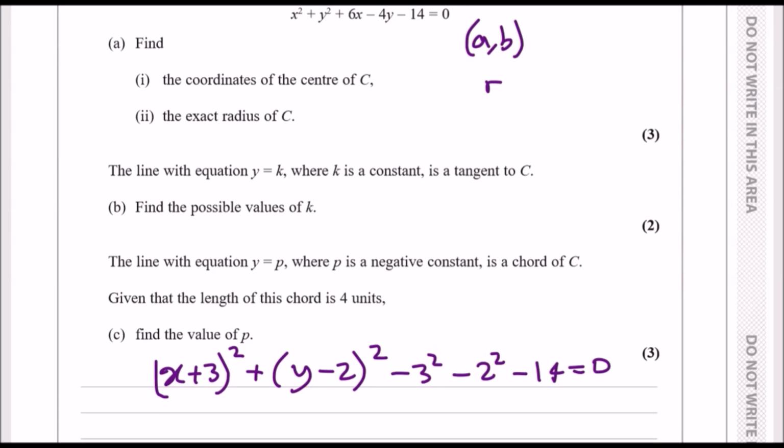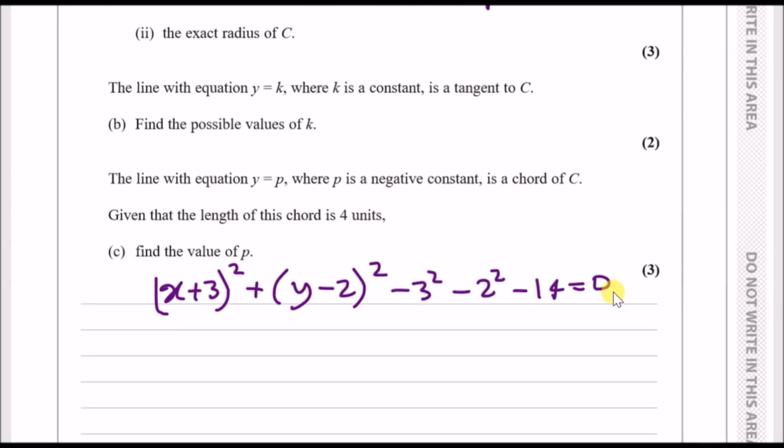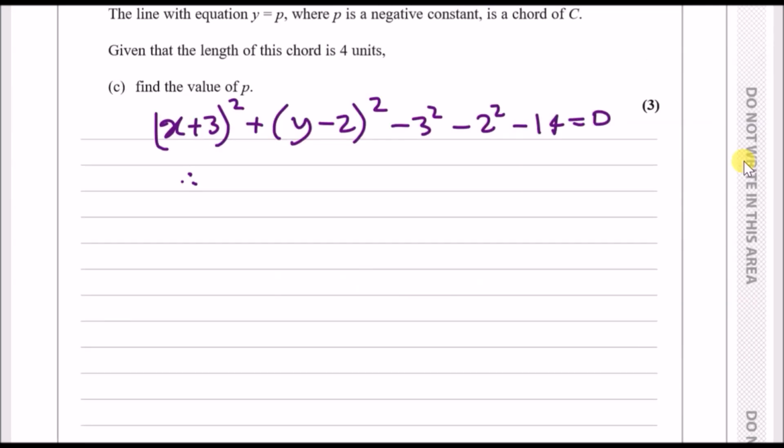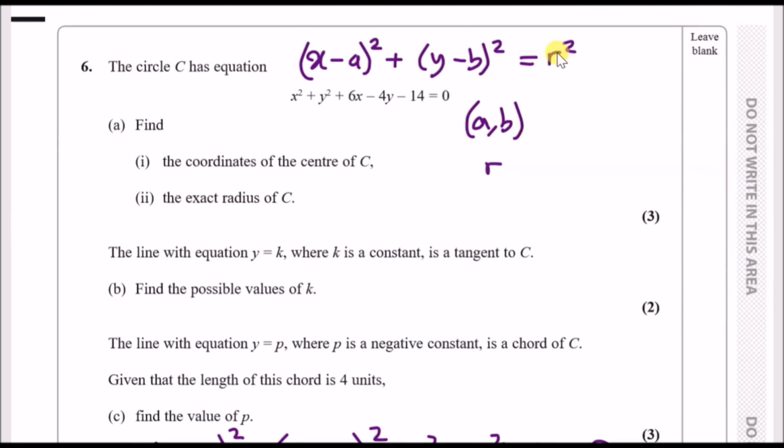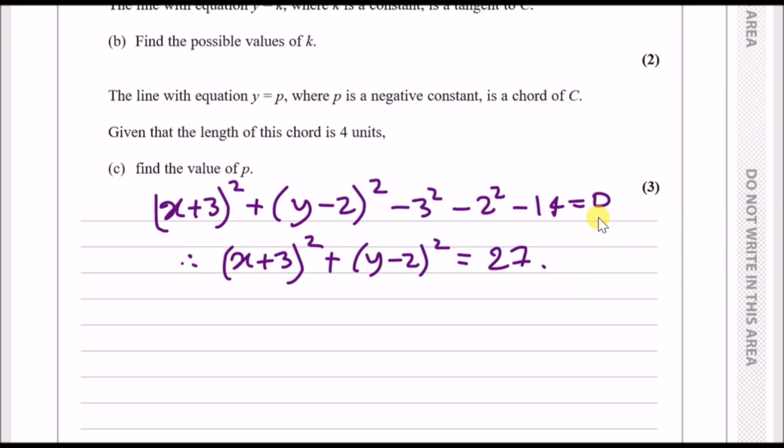And yeah, it looks like we're pretty much done here, guys. Now all you do is just move this to the other side. So therefore, (x + 3)² + (y − 2)², guys, has to equal 27. So looking at the original equation, 27 equals r², meaning the radius r is root 27.